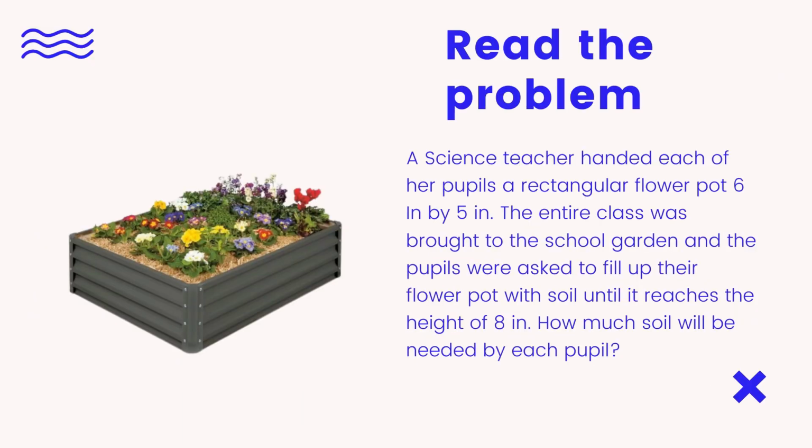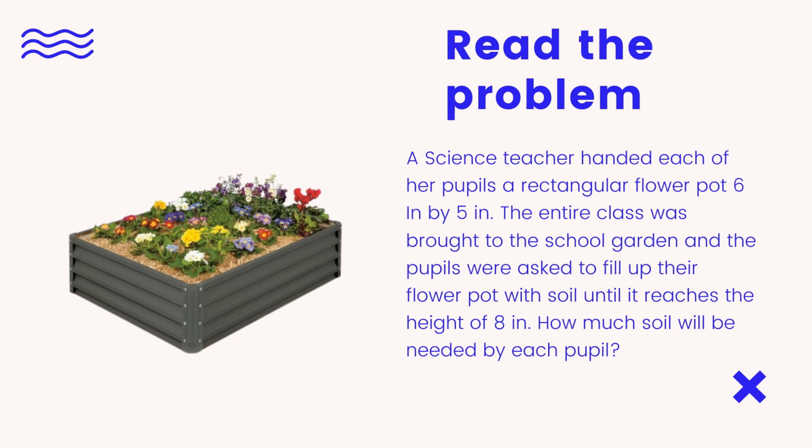Based on the problem, a science teacher handed each of her pupils a rectangular flower pot 6 inches by 5 inches. So the entire class was brought to the school garden and the pupils were asked to fill up their flower pot with soil until it reaches the height of 8 inches. How much soil will be needed by each pupil?